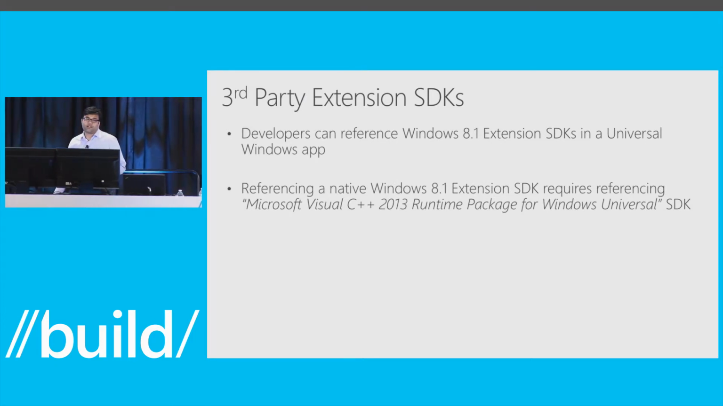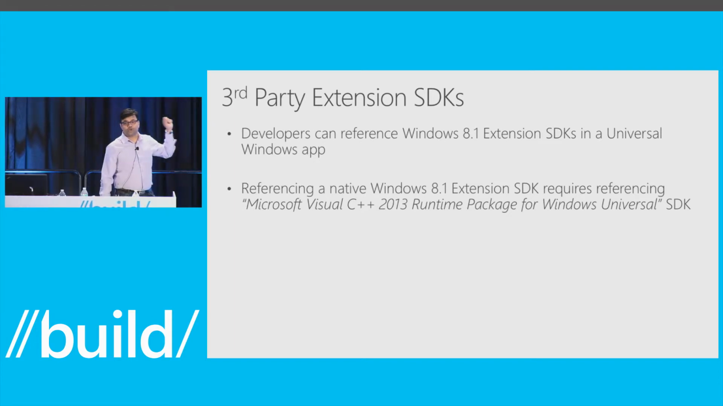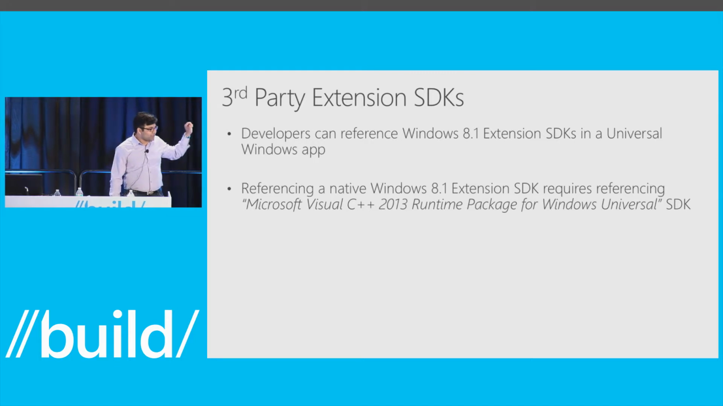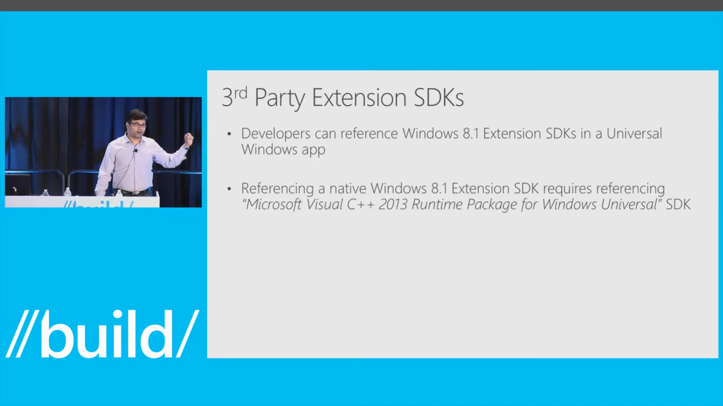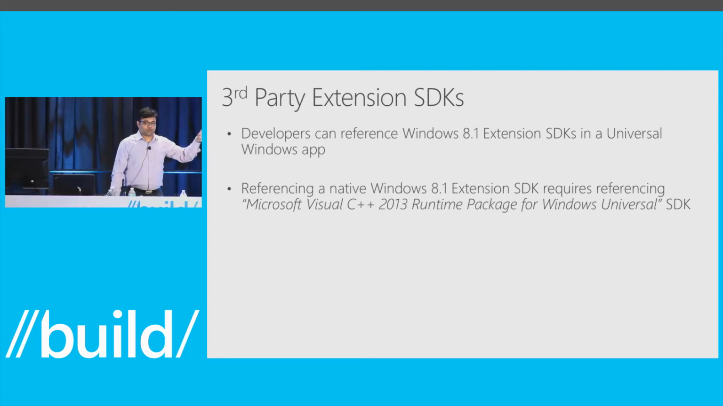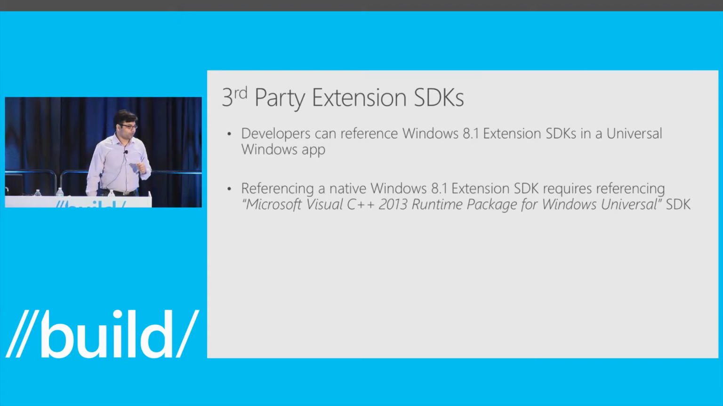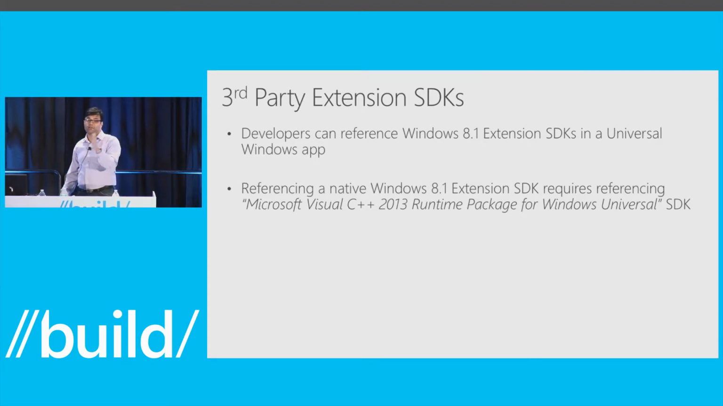If you are using a C++ version of Windows 8.1 extension SDK, it's a native extension SDK, then you have to explicitly add a reference to Visual Studio 2013 C++ CRT framework for universal Windows apps. And I will tell you why. The existing CRT, which was shipped as a part of Visual Studio 2013, doesn't work with Universal Windows Platform because of the changes in the manifest format.